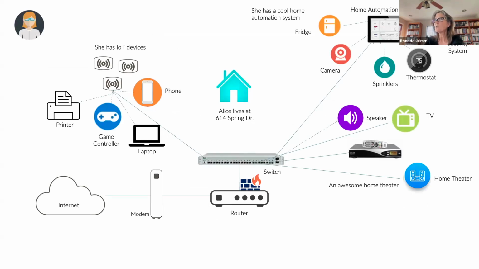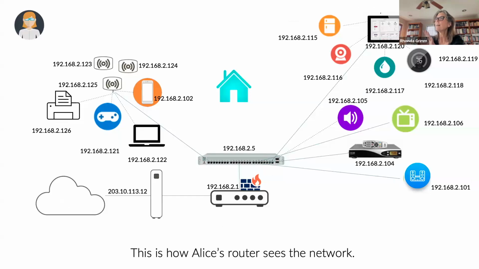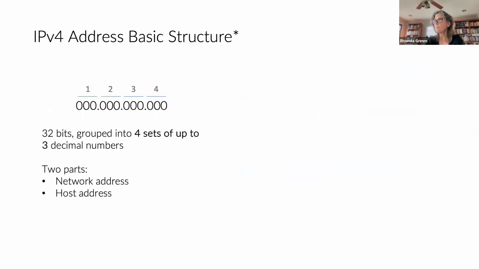So back to her cool home automation system. This is how Alice sees her network. She sees her game controller. She sees all the things. This is how Alice's router sees the network. Totally different. Everything communicates in IP addresses or network addresses of some sort.